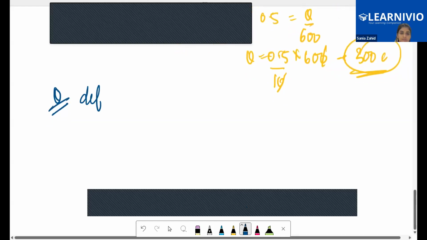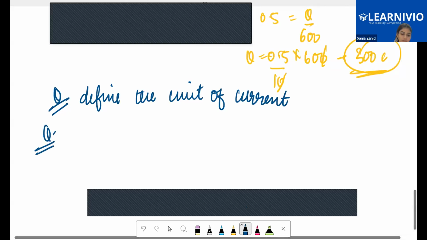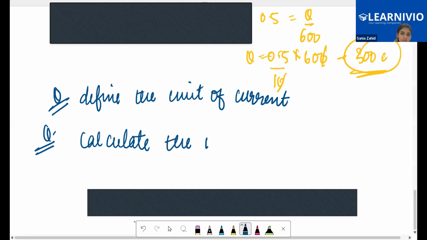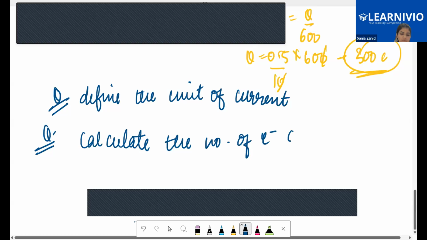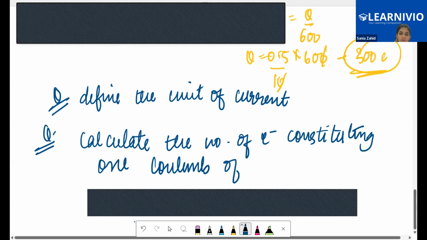First is, define the unit of current. This question I taught you previously as well, and now also I've told you a little bit. I hope you'll be able to do it. Next, it is: calculate the number of electrons constituting 1 coulomb of charge.